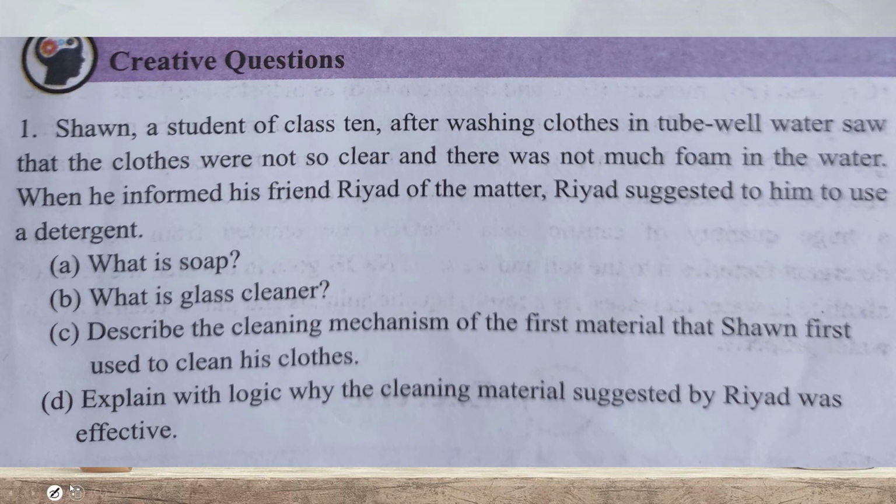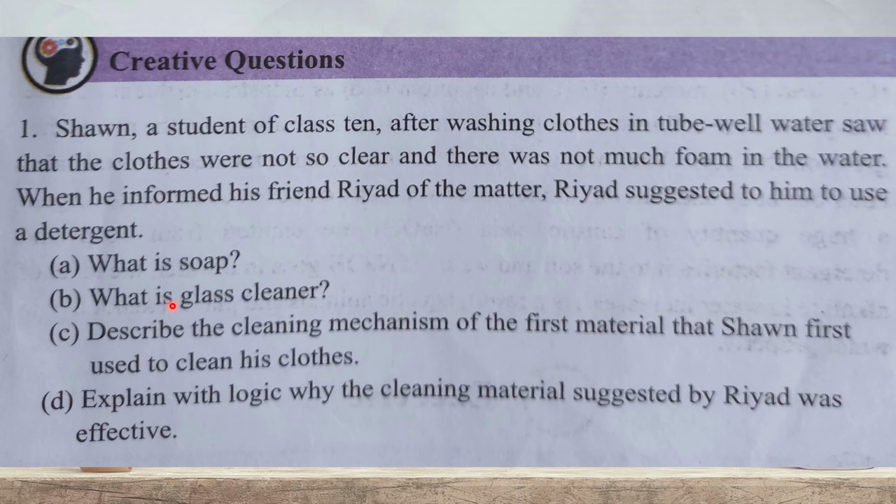Shaun, a student of class 10, after washing clothes in tube well water, saw that the clothes were not so clean and there was not much foam in the water. When he informed his friend Riyad of the matter, Riyad suggested he use a detergent. Now, what is soap? All of you know, soap is the sodium or potassium salt of higher fatty acid. That means RCOONa.